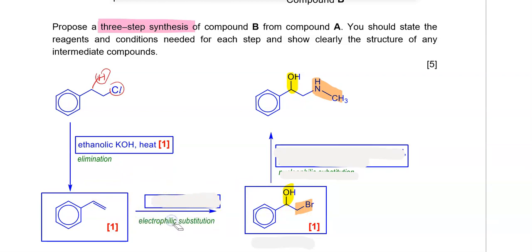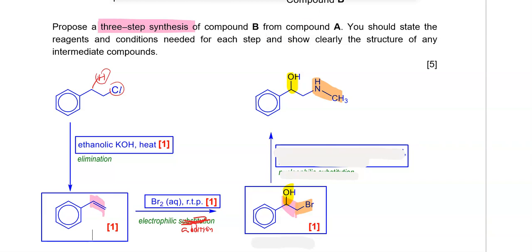This is an electrophilic, not substitution reaction, but rather addition reaction. Okay, involving an alkene. So you need your Br2, bromine.